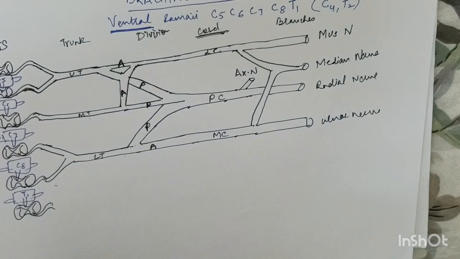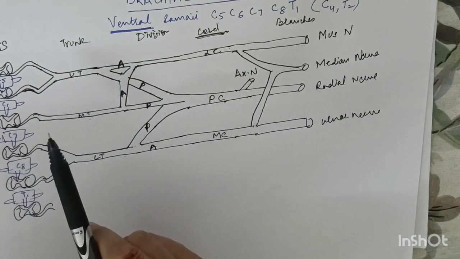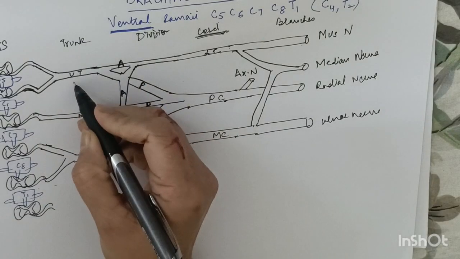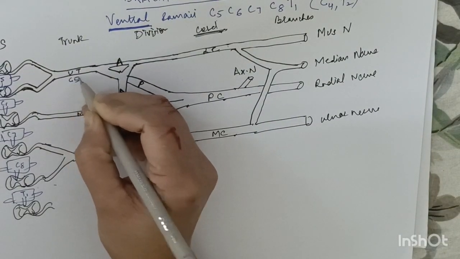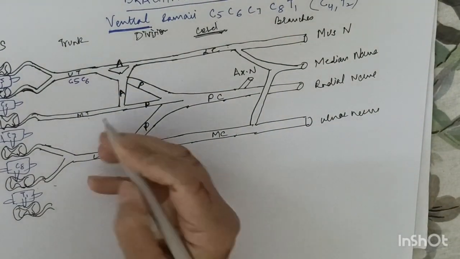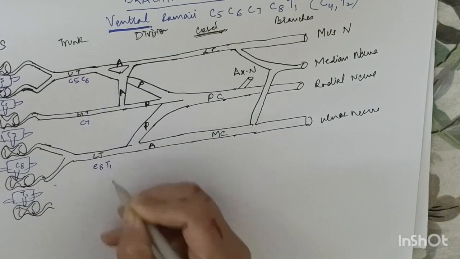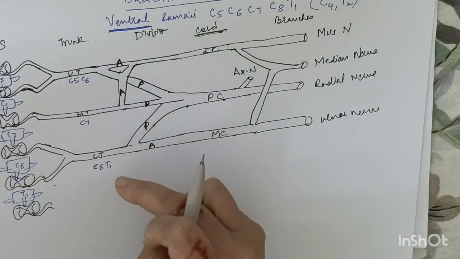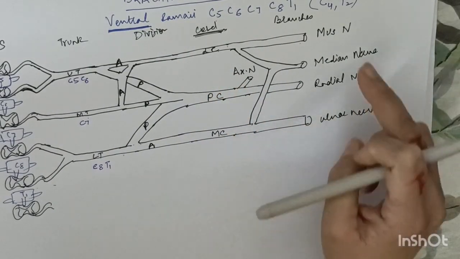Now the trick to remember all this is, at this level, you should know how to make the nerve roots. For the upper trunk, since it is formed by C5 and C6, you should know that. The middle trunk is formed by C7. The lower trunk is formed by C8 and T1. So you should name these nerve roots: the upper trunk, middle trunk, and lower trunk. Similarly, the cords: lateral cord, posterior cord, and medial cord, and of course the nerves.